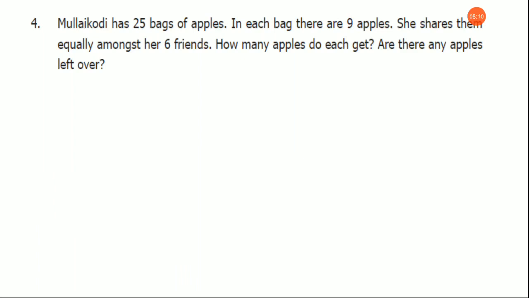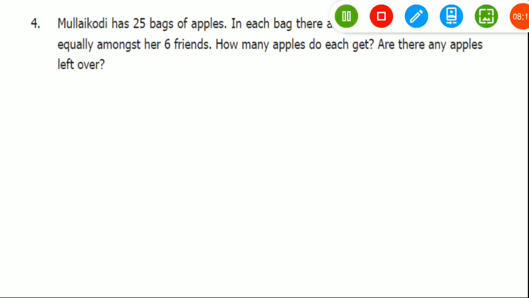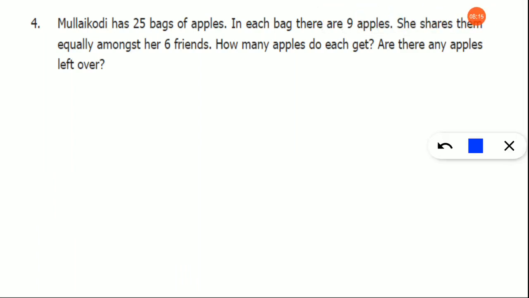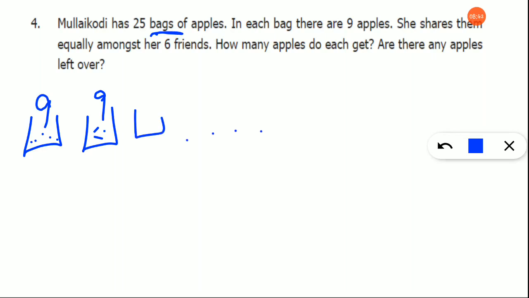Mullai Kodi has 25 bags of apples. She shares them equally amongst her 6 friends. The question is, Mullai Kodi is not having 25 direct apples, she is having 25 bags of apples. There are going to be 25 bags of apples, and each bag has 9 apples. Like this, there are 25 bags. She shares them equally amongst her 6 friends. How many apples do each get? Are there any apples left over?